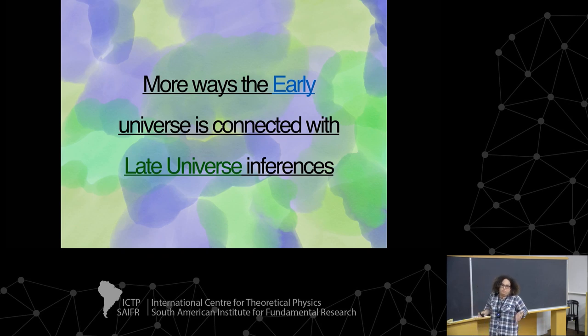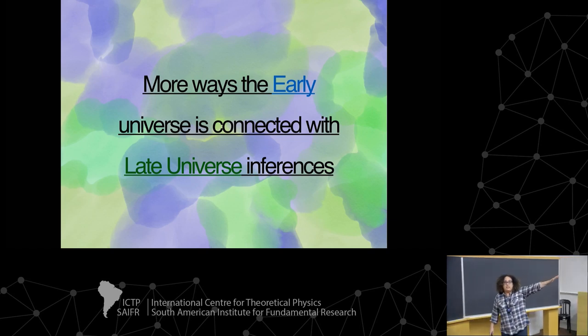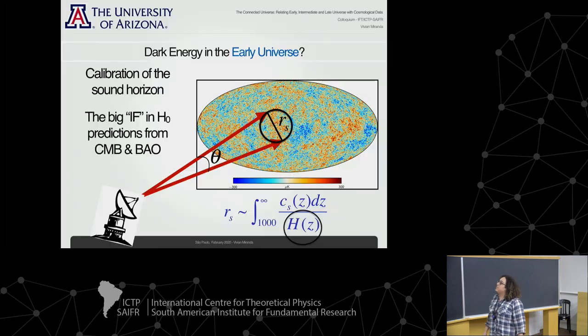This is one. Or dark energy could be a quintessence field, a canonical scalar field, or non-canonical. Okay, so there are other ways that the early and late universe can predict.